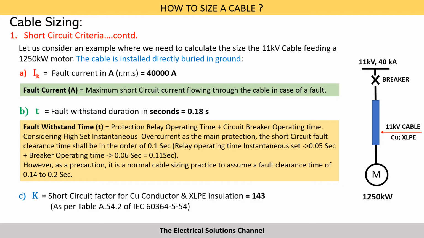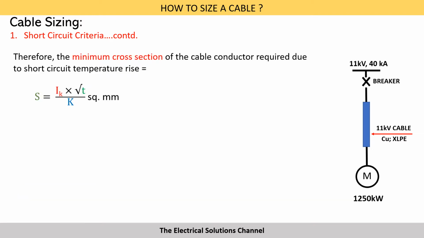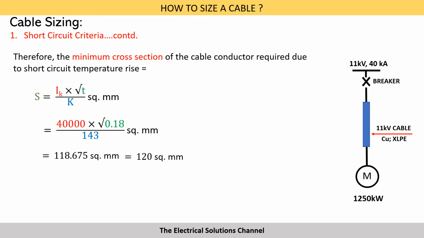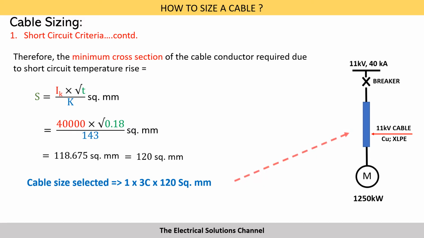And K is the short circuit factor for copper conductor and XLPE insulation, which is equal to 143 as per Table A.54.2 of IEC 60364-5-54. Entering the values of Ik, t and k in the formula, we have the minimum cross section of the cable as 118.675 square mm. Hence, the next higher cross section of 120 square mm is selected. Therefore, the cable cross section based on short circuit temperature rise is selected as 1 x 3 core 120 square mm.